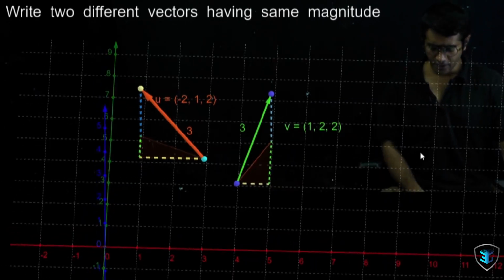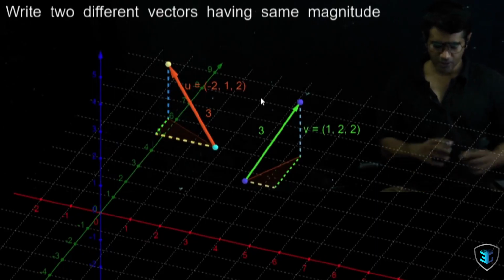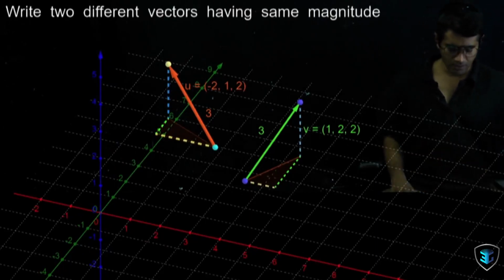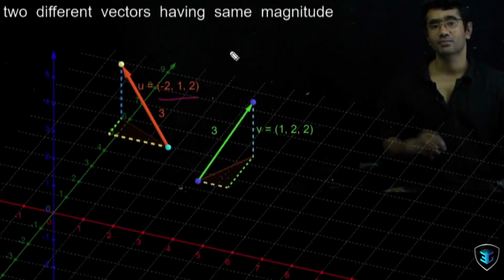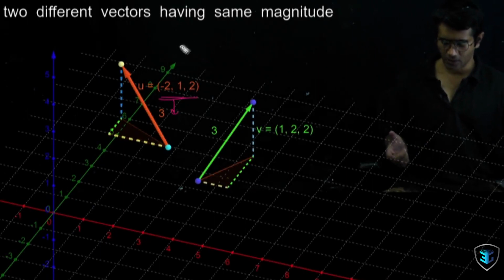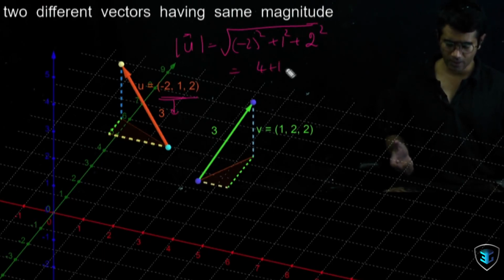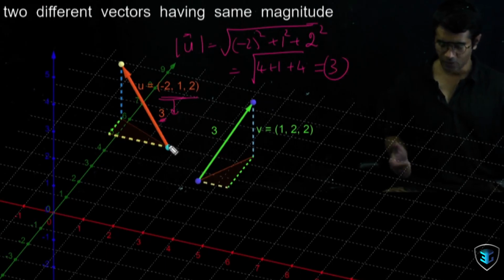So I can see that the direction ratios of this guy is -2, 1, and 2, and the direction ratio of the other guy is nothing but 1, 2, 2. So guys, mathematically, how do you do that? I know that the direction ratios are given by this one. So the modulus of vector, let's say u here in this case, is nothing but the root of -2 squared plus 1 squared plus 2 squared. So if you solve this, you get 4 plus 1 plus 4. The square root of that is nothing but 3, which is exactly what you have here.